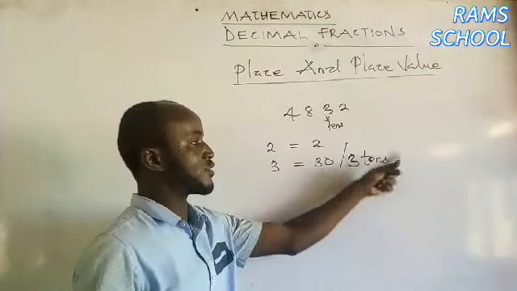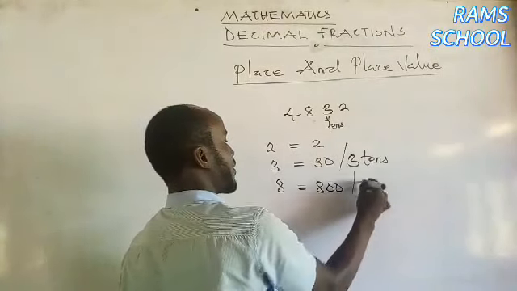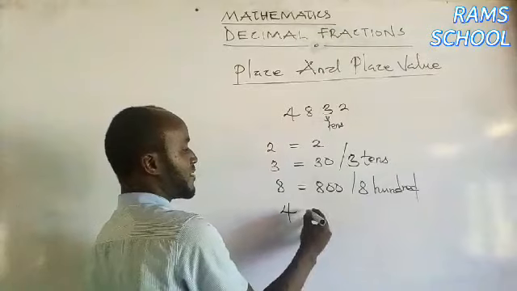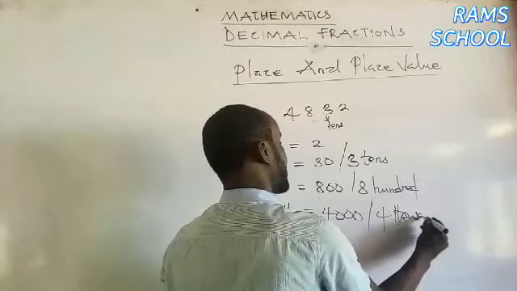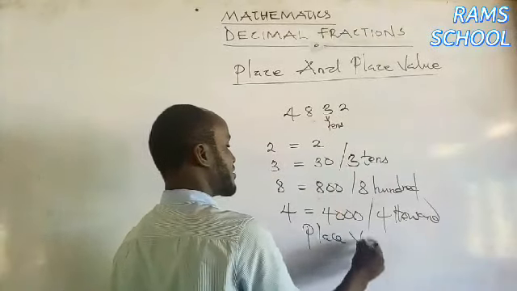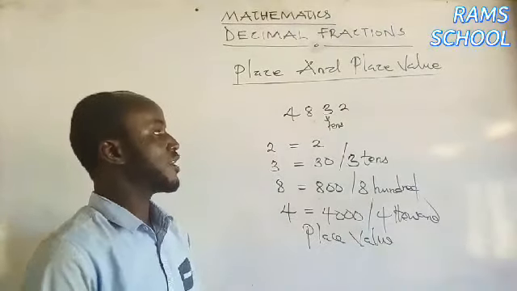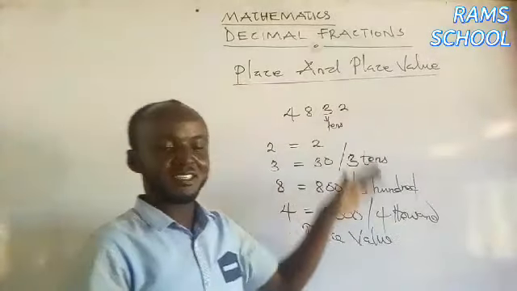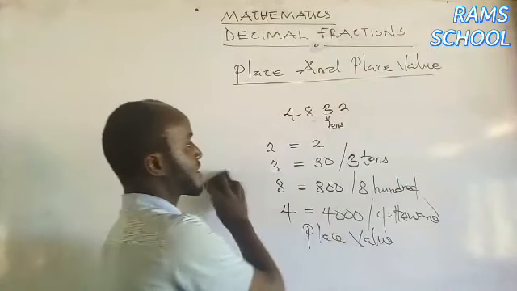3 tens means 3 times 10, so 30. Then the place value of 8 is 800. Then lastly, the place value of 4 is 4,000. So this is called the place value. I hope you know all this already based on your idea of numerals. We are going to see how to find the place and place value when the number is a decimal. It won't follow this pattern. It has a different pattern. So pay attention and take some short notes about it. Alright.